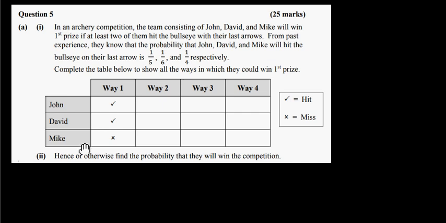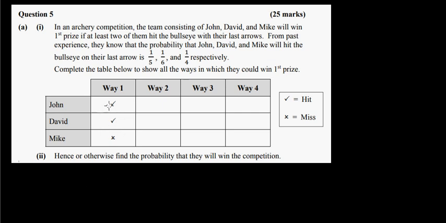From past experience, they know the probability that John, Dave and Mike will hit the bullseye on their last throw is, so these are the probabilities. The probability that John will hit the bullseye is 1/5 with his last arrow. Dave 1/6, and Mike 1/4. Complete the table below to show all the ways in which they could win first prize. So let's just tick them off.